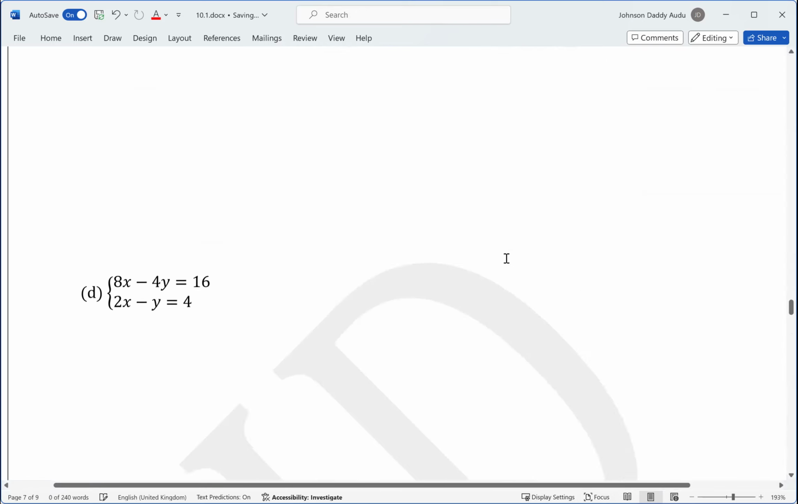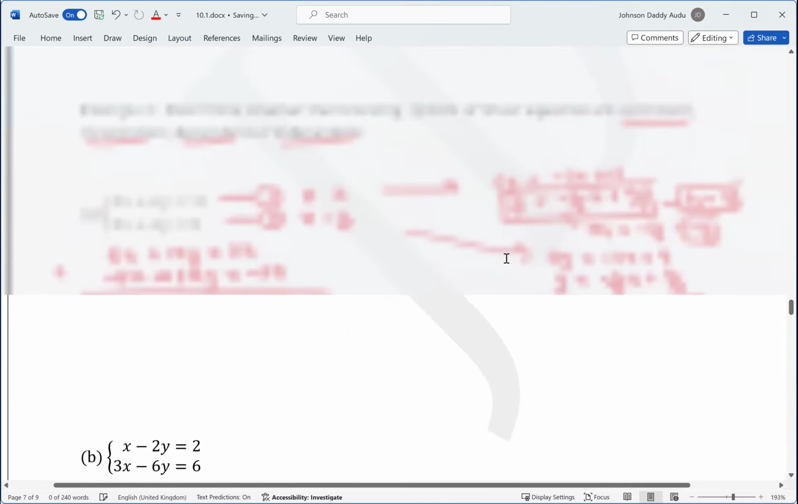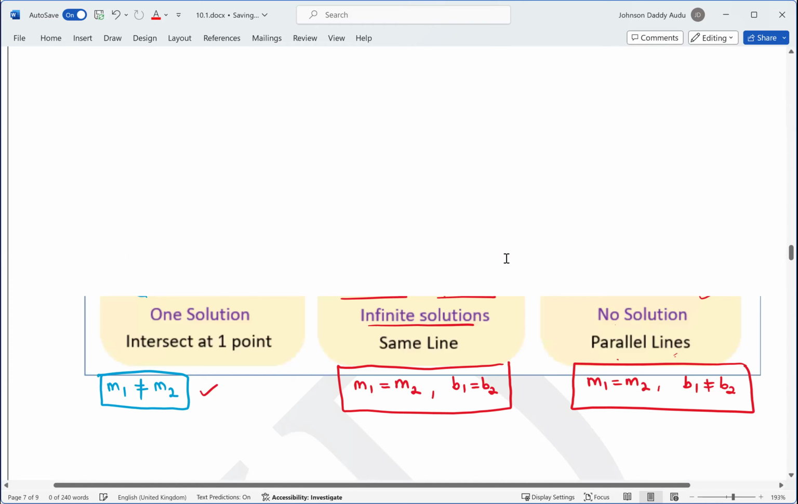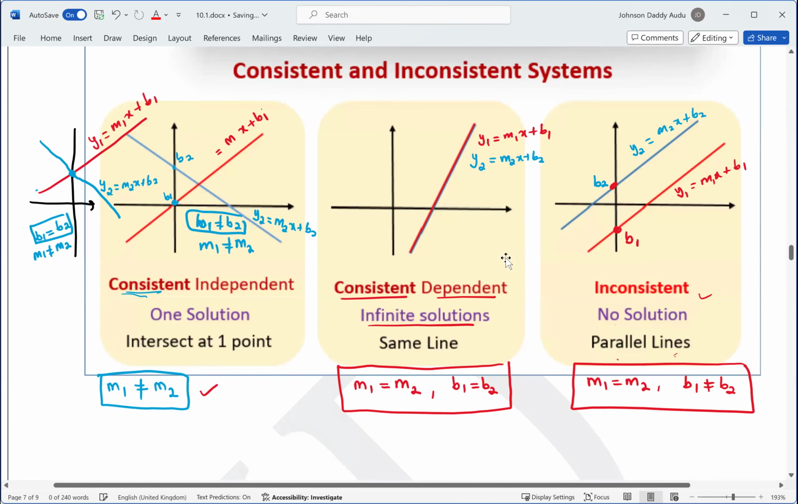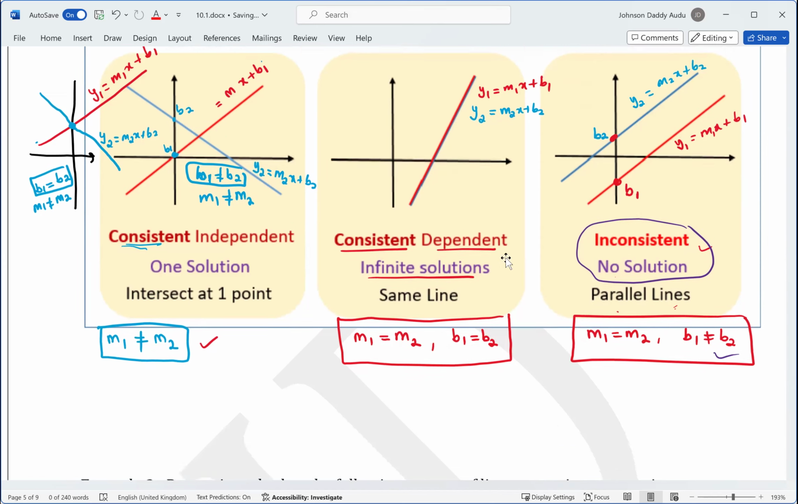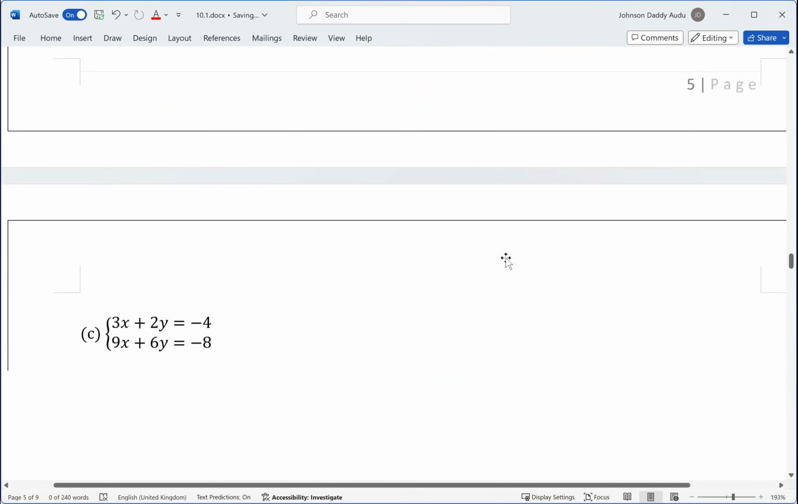And just a quick reminder, you will see that we have this earlier. This is what we mean by no solution, right? Look at it. No solution, inconsistent. It means that m1 equals m2. It means the slopes are the same. The two lines are parallel and the y-intercepts are not the same. So this is what we are going to use to answer that question.